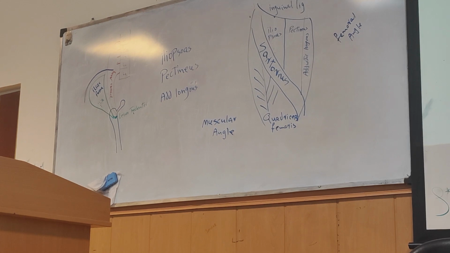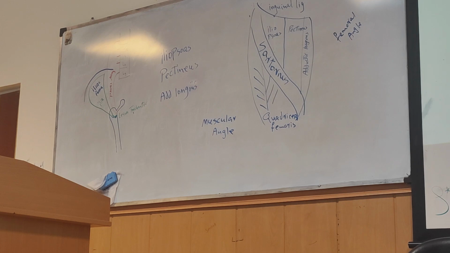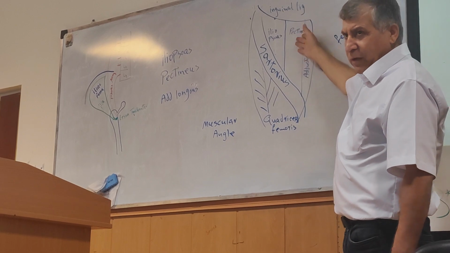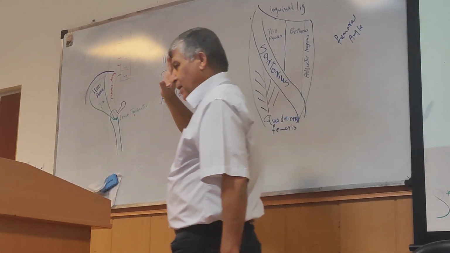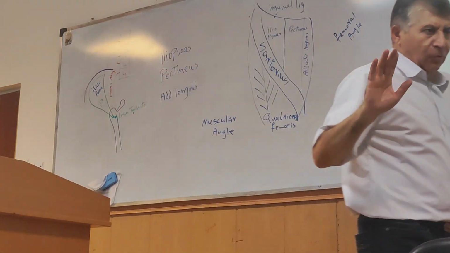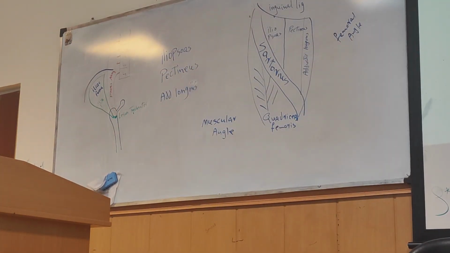The origin is from the hip bone? No, because it's a small muscle, it's not important. What's its name again? Pectineus. This muscle is not important. You must learn origin from the hip and insert to the femoral bone. This is enough. Okay?